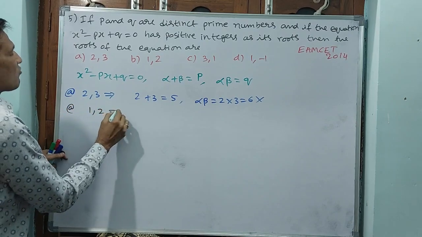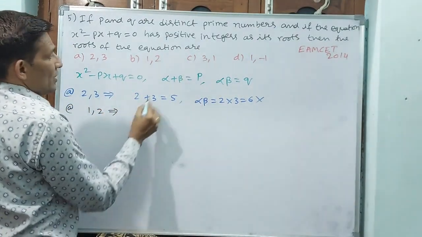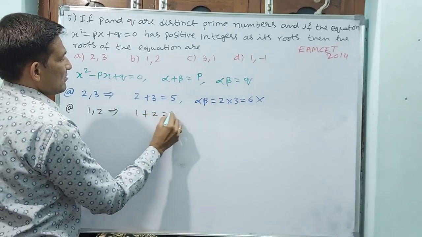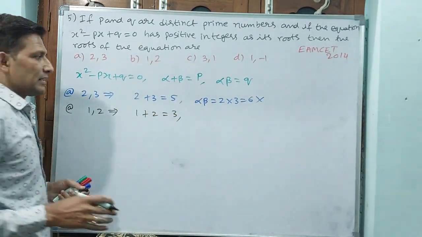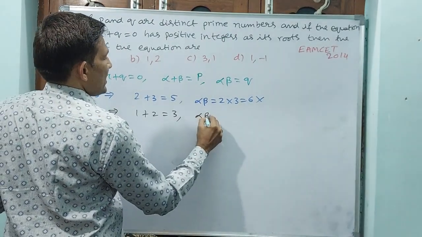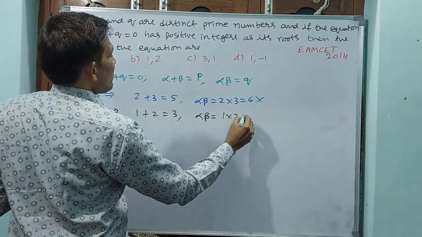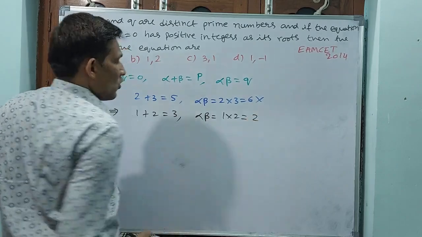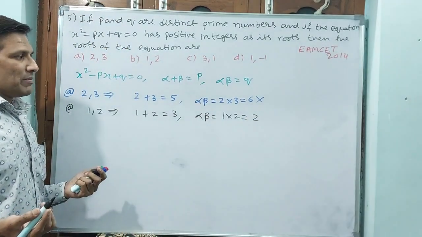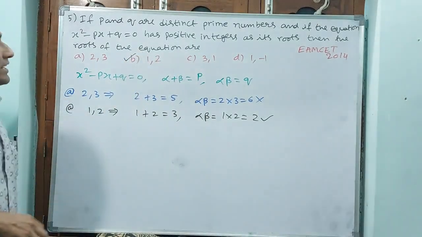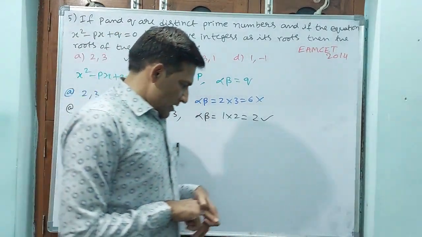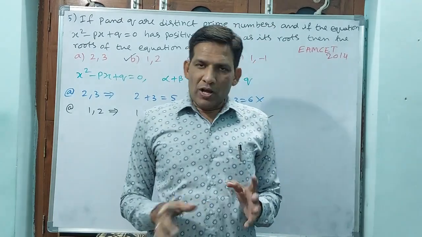At 1 comma 2 implies. See, 1 plus 2, 3. 3 is a prime number? Yes. 3 into 1 are the only factors. That's all. Alpha into beta, 1 into 2, 2. 2 is a prime number. Definitely 2 is a prime number. Understand the logic? Okay.